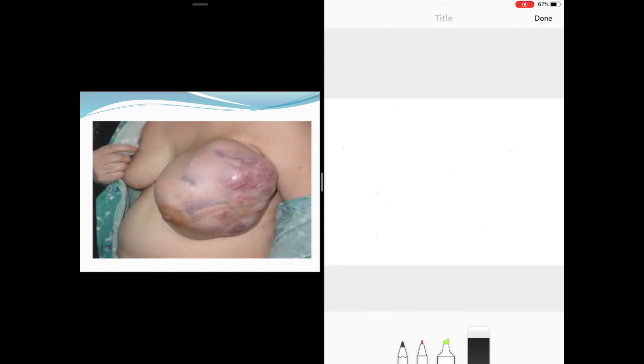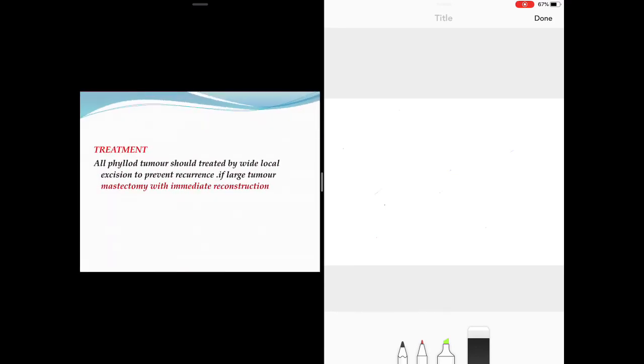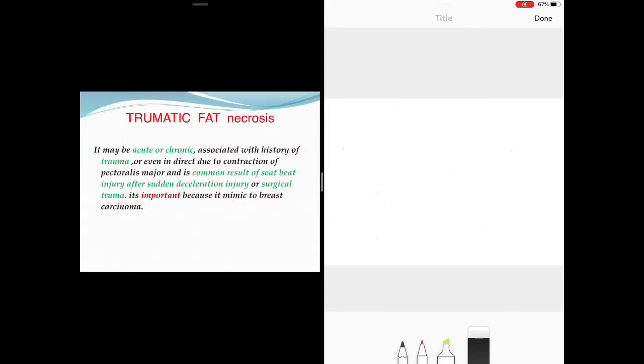Look at this picture, we can see the picture of the phyllodes tumor in the PowerPoint. I'm showing you a picture. The treatment is preferably wide local excision. If the tumor is large and the breast is small, we can do a mastectomy with immediate reconstruction.